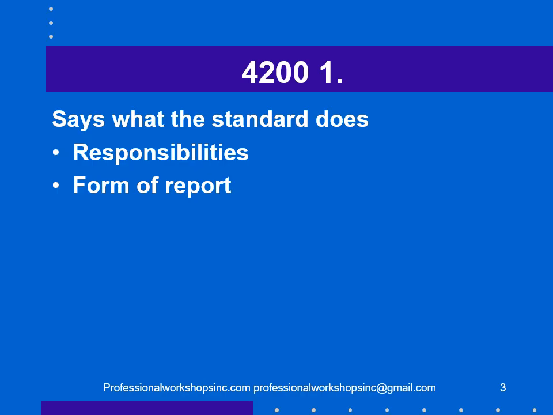So I'm going to just go through section 4200 paragraph by paragraph and contemplate what it means. 4200 paragraph 1 says what the standard does, talks about our responsibilities, and talks about the form of report.